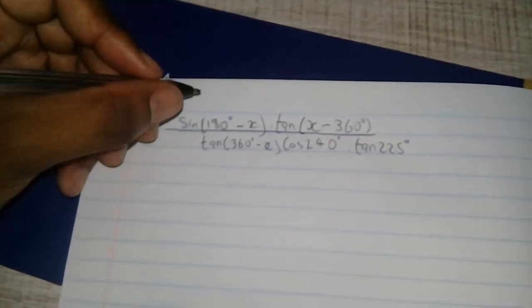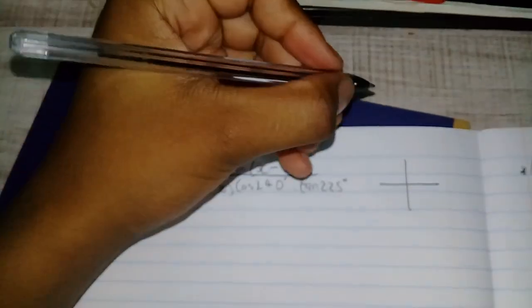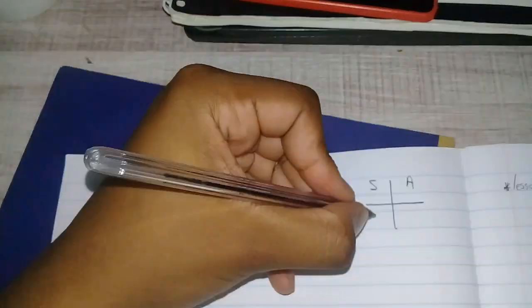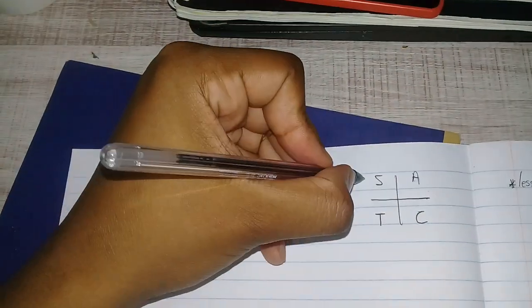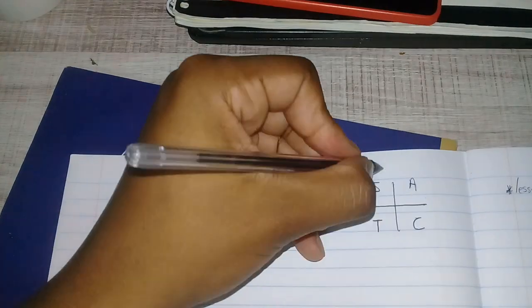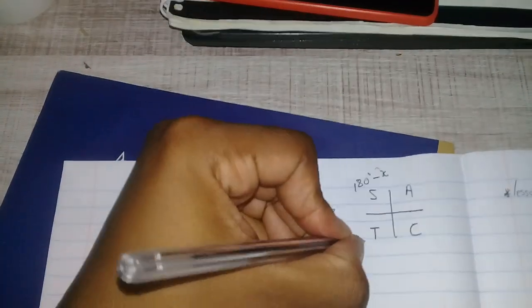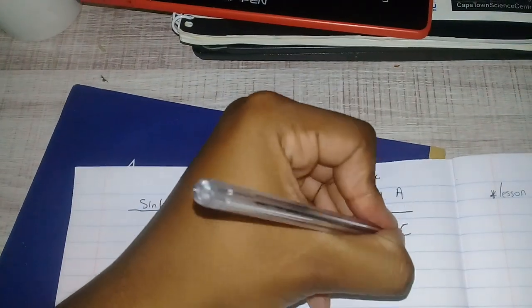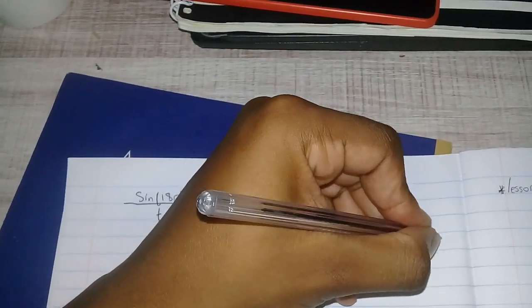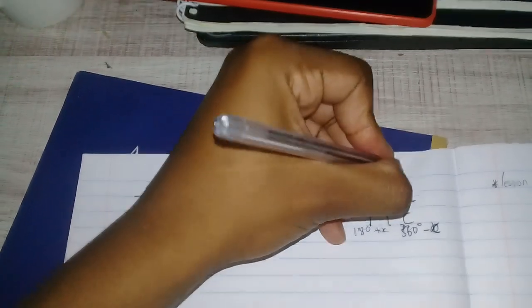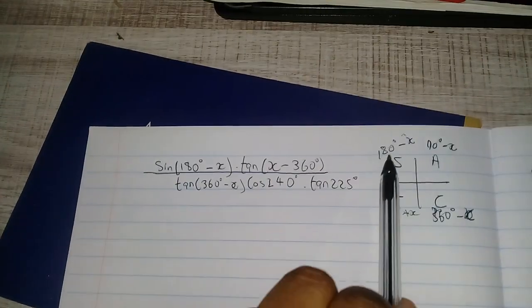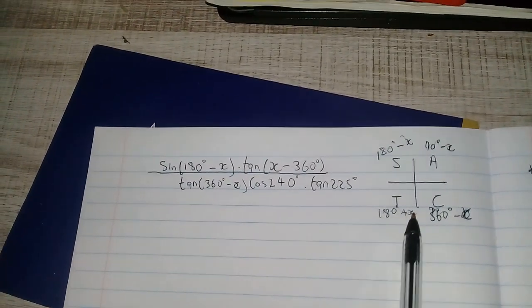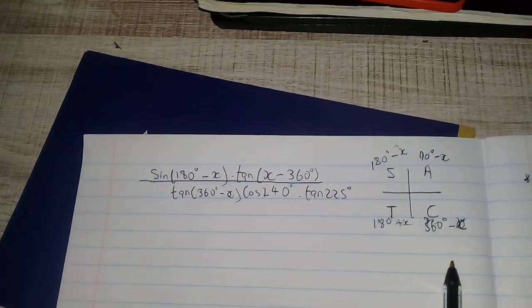Okay, in this example, you have to first draw your Cartesian plane, and say "All Students, All Stations to Cape Town." Use that mnemonic. You know that this is the 180 quadrant minus x, or theta. This is the 180 quadrant plus x, 360 quadrant minus x, and then this is the 90 minus x. So everything that you look at here has to be written as 180 minus x, 90 minus x, 180 plus x, or 360 minus x, not the other way around, right?